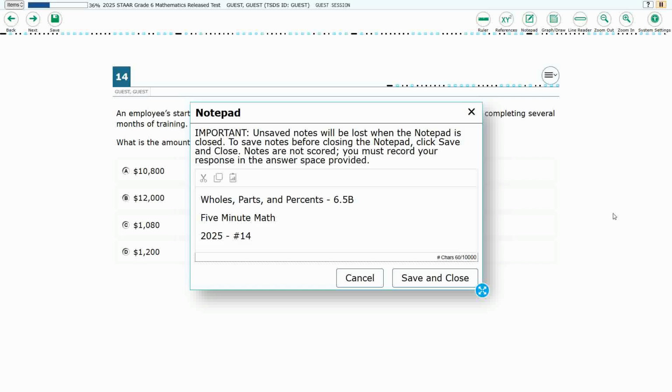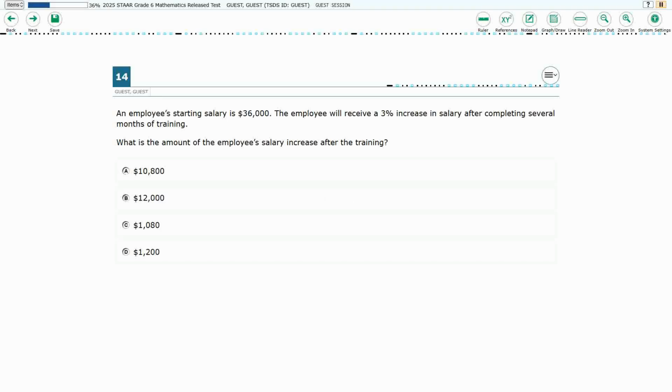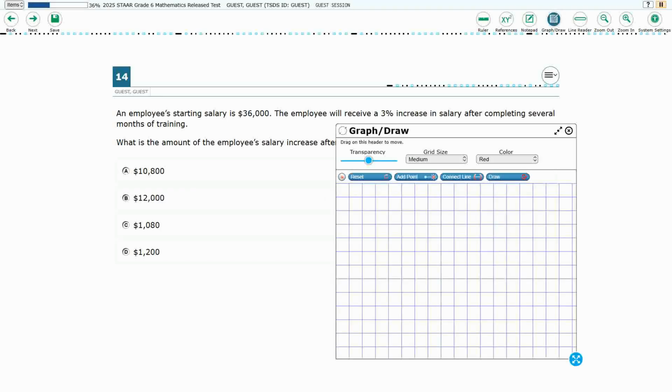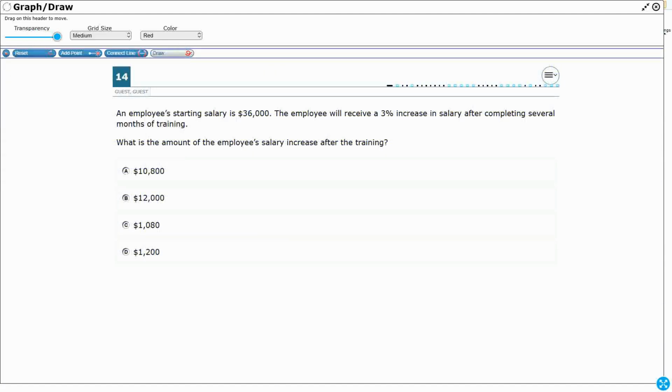Today we are looking at the sixth grade concept of wholes, parts, and percents. This is standard 6.5b in the great state of Texas, and we are using item number 14 of the 2025 released STAAR test. If you haven't done so already, please go ahead and take a moment to pause the video, work this problem out on your own, unpause it, and we will look at our answers together.